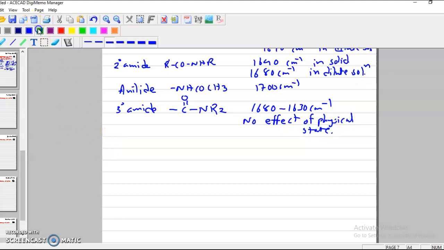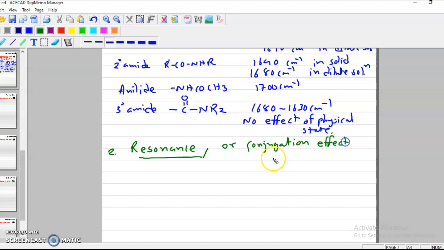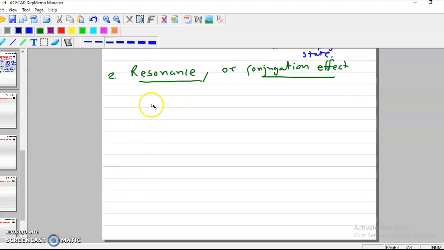The next factor is resonance, or we can say conjugation effect. Let us take an example. Suppose we take the compound acetone, C=O. Here C=O stretching appears at 1720 cm⁻¹.